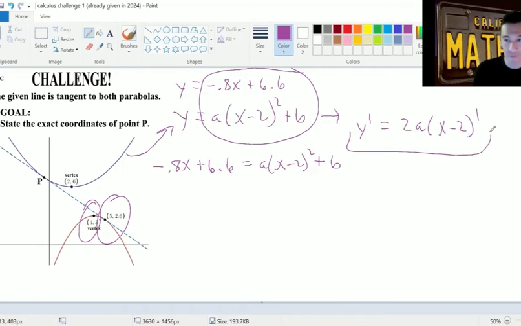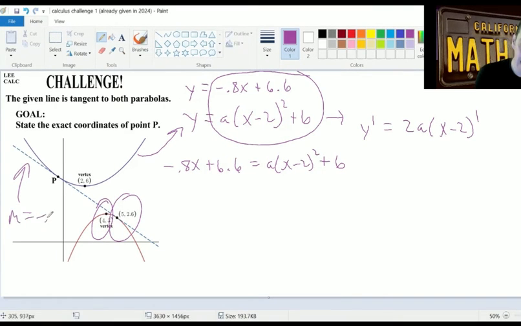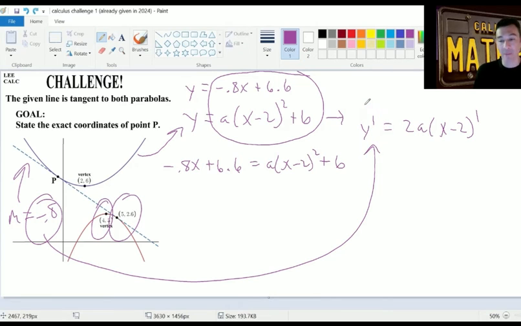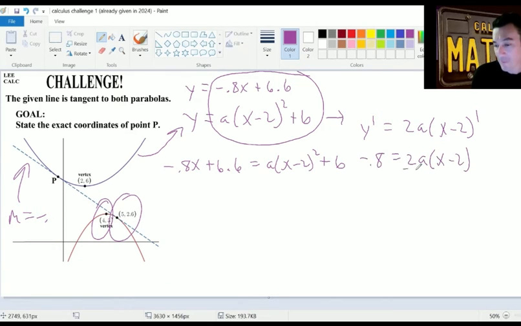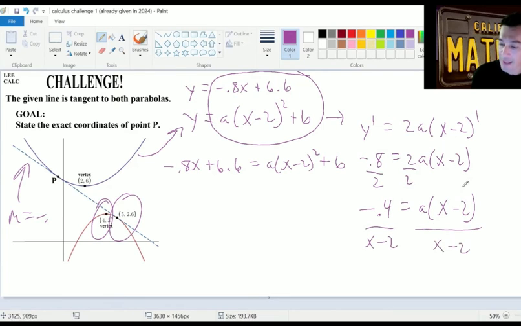This is the derivative. Derivatives reveal slopes, but we know what the slope is. The slope m of that line is negative 0.8. So what you do is you let the slope replace y prime, the derivative. So let's do that. Let's divide both sides by 2 real fast. So negative 0.4 equals a times x minus 2. Let's get a alone. Let's divide both sides by x minus 2. This cancels. So you see this orange bubble here? That orange bubble equals a.